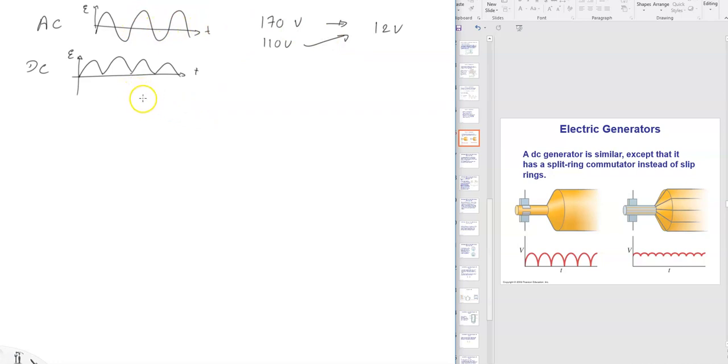DC has its own applications. Mostly sensitive electronic devices need unidirectional voltage or unidirectional current, so we have to go with DC. So that's one thing.